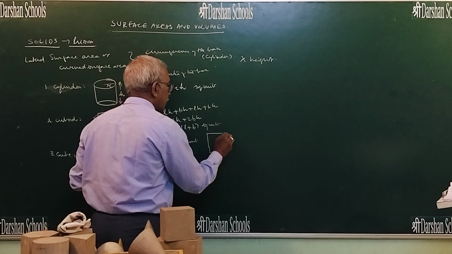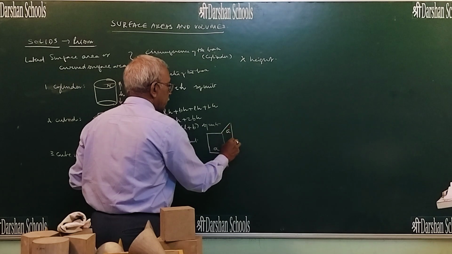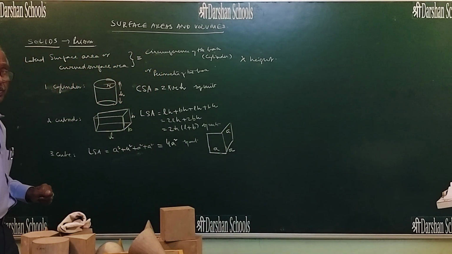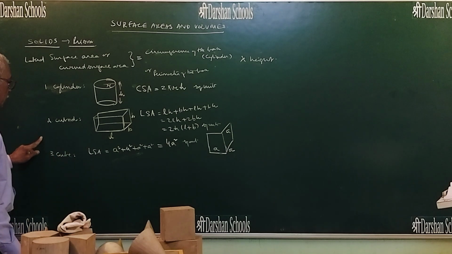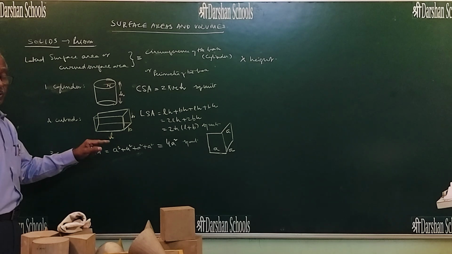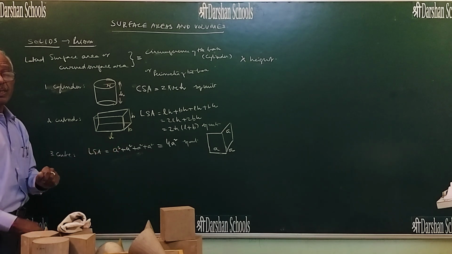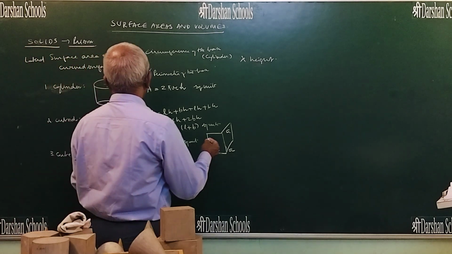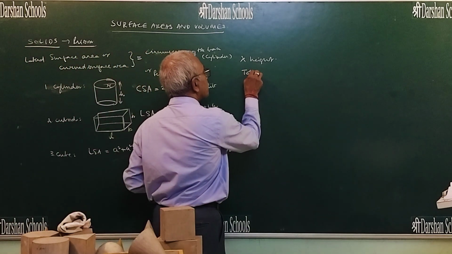So this is a side and this is a. Right? This is a cube. So the lateral surface area of these 3, and you can have lateral surface area of others also, but we don't consider them as we are not having them in the syllabus. Right? Now the second type of surface area you have is the total surface area.